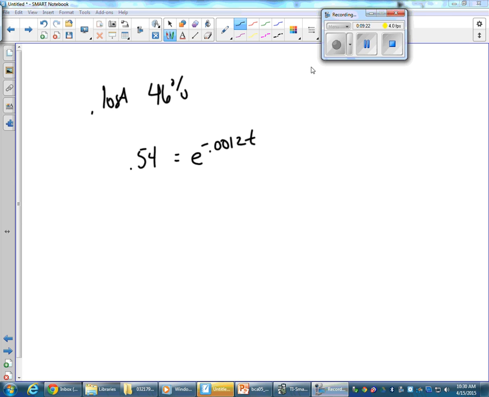All right, for problem number 9, I accidentally wrote this wrong. They tell me that this particular mummy has lost 46% of its carbon-14. Now the decay rate for carbon-14 is negative 0.00012. So if it's lost 46%, then 54% remains. What I want is how much remains. So 54% remains. My function is e to the negative 0.00012t.